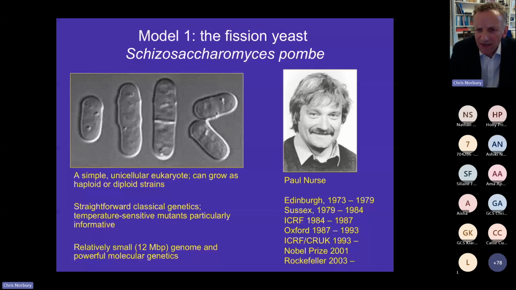So Paul Nurse has had a long and distinguished career, as you can see on the right-hand side, and it was during his Oxford years from 1987 to 1993 that I worked in his group, and it was a very productive and exciting time during which we learned quite a lot about how the cell cycle is controlled. And I'll tell you a little bit about that now.